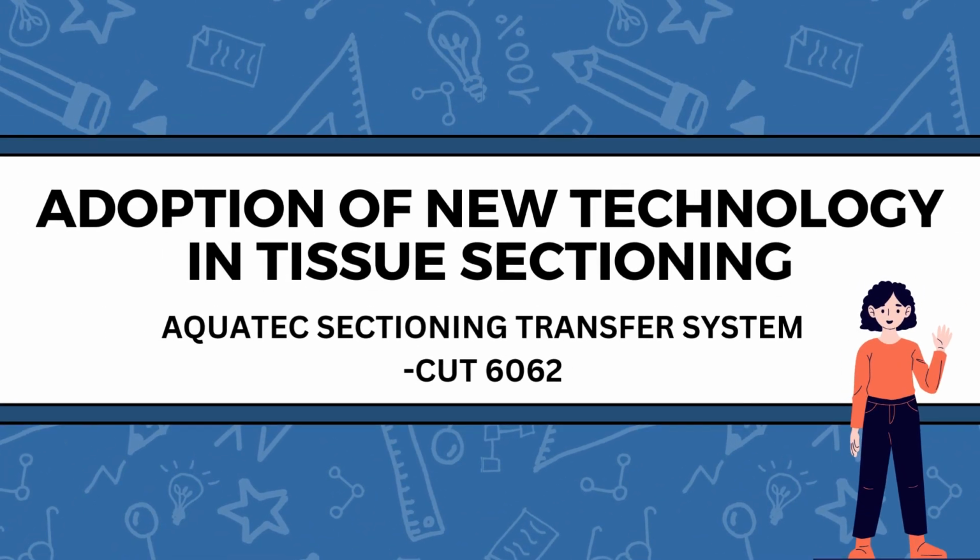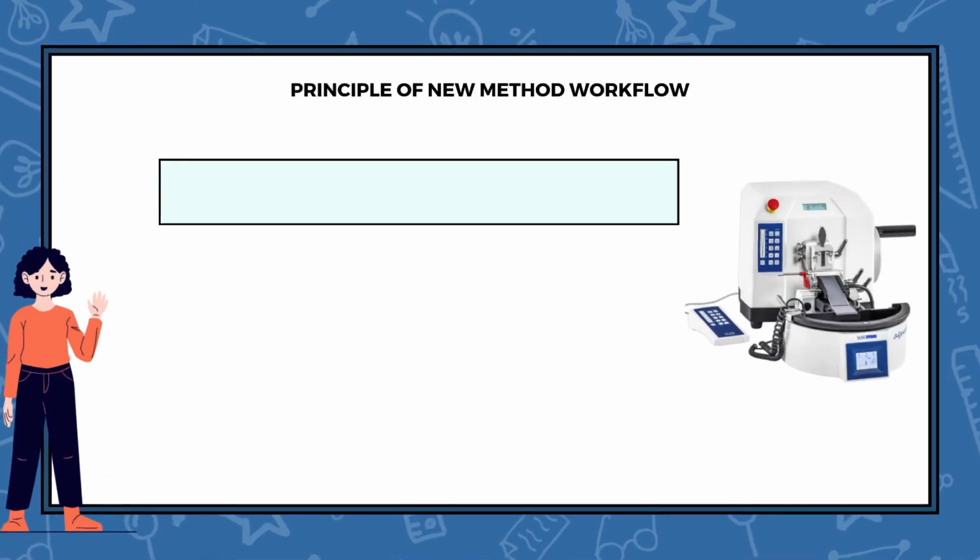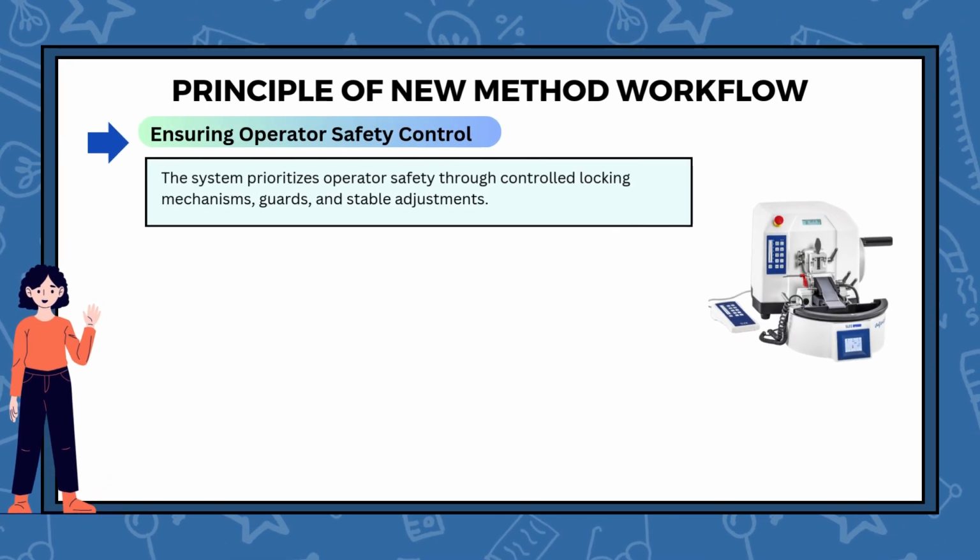Now, I will be presenting on the adoption of new technology in tissue sectioning, which is known as the Aquatic Sectioning Transfer System CUT6062, and how the Aquatic Sectioning Transfer System is revolutionizing this critical aspect of scientific research and medical diagnostics. The aquatic sectioning transfer system is designed to enhance both the safety and efficiency of tissue sectioning with a clear focus on operator protection, precision, and adaptability.